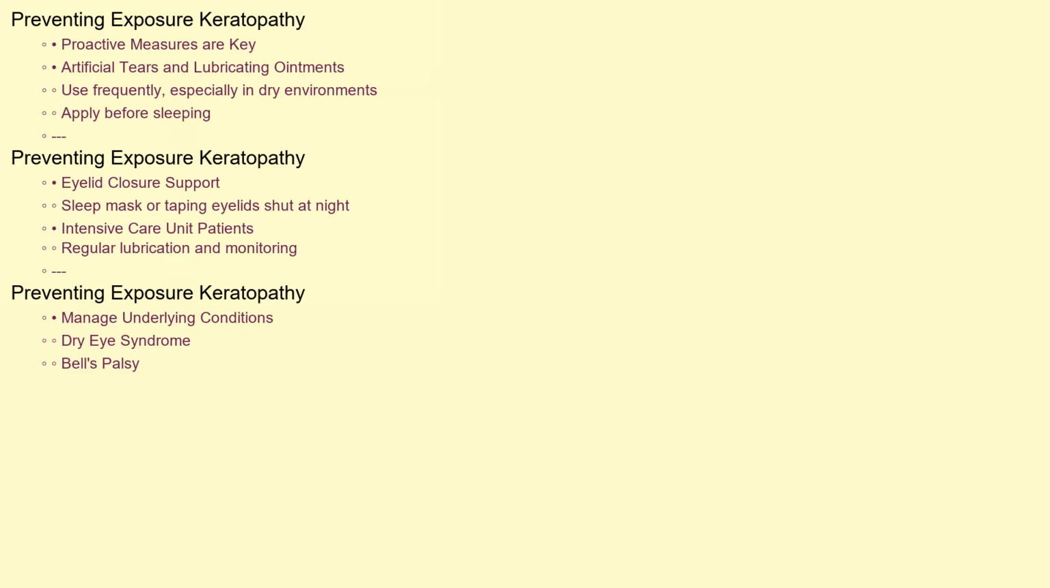Preventing exposure keratopathy involves proactive measures, especially for individuals at risk. This includes diligently using artificial tears and lubricating ointments, particularly in dry environments or before sleeping. If you have difficulty closing your eyelids, consider using a sleep mask or taping your eyelids shut at night. Patients in intensive care units should have their eyes regularly lubricated and monitored. Managing underlying conditions, such as dry eye syndrome and Bell's palsy, can also significantly reduce the risk.